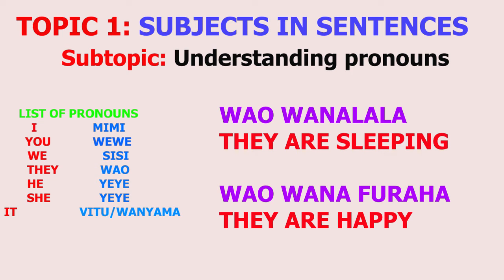Remember that if you want to say sisi, you will start with we. Sisi tunafuraha, you are going to say we are happy. If you want to say wao wanafuraha, you are going to say they are happy, because we is sisi and they is wao.